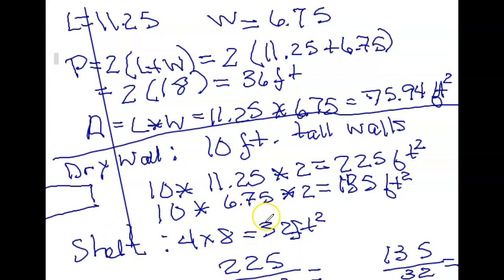So 225 divided by 32 is 7.03, so I'm going to just say it's 7 because it's close enough to 7. And then when I divide 135 by 32, I get 4.21, which again, I'm going to say that's okay. I'm just going to say it's 4 sheets because if I need more, it'll show up later. I'm just going to round the way I normally would. So 4.21 is 4, 7.03 is 7. So I need 11 sheets of drywall for this whole room.